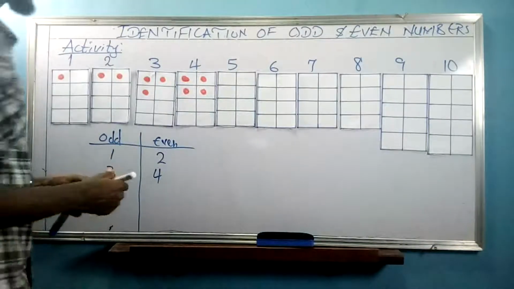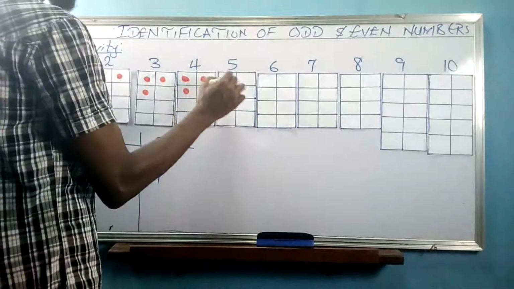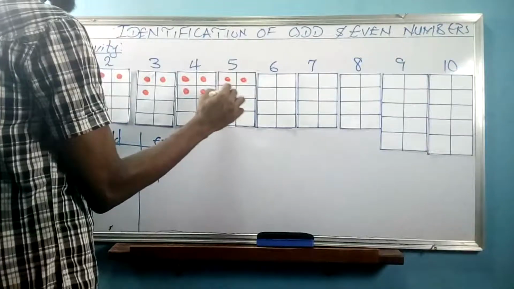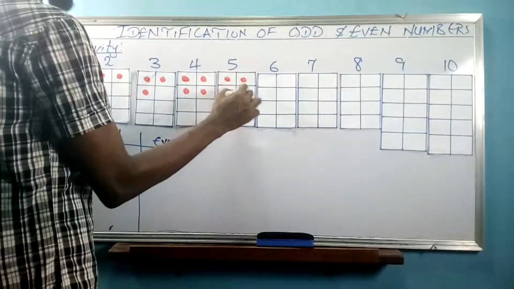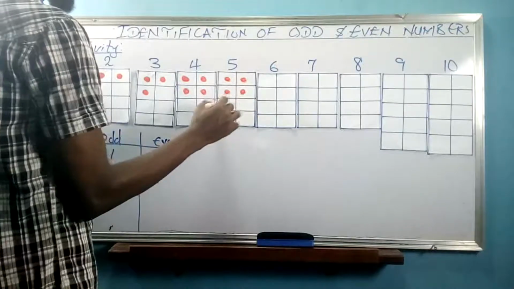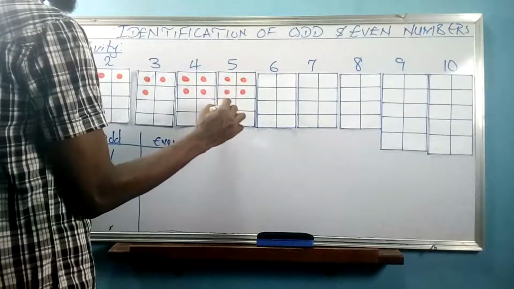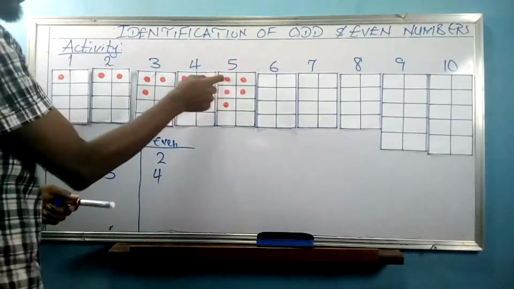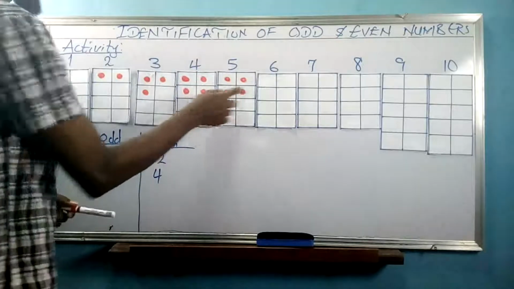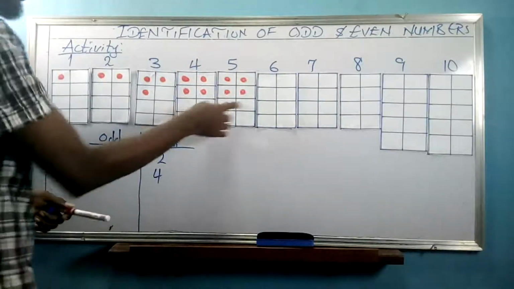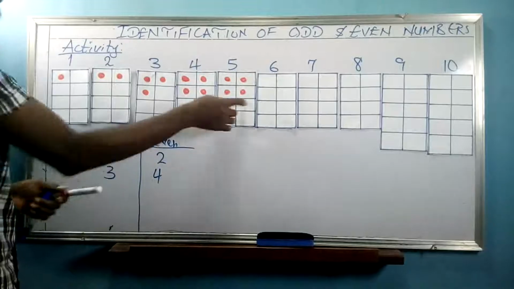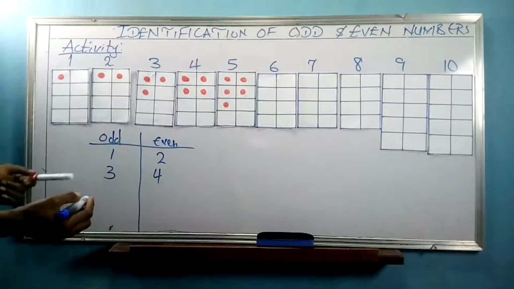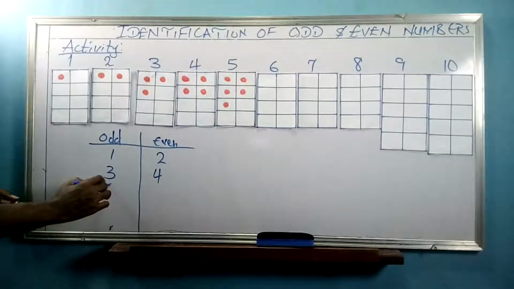Let's continue. Let's go and count that of 5. 1, 2, 3, 4, and 5. Now let's look at it now. This one is complete. This place is also complete, isn't it? Is this place complete now? No, it doesn't. So where are we going to categorize it? Very good. Under the odd number.